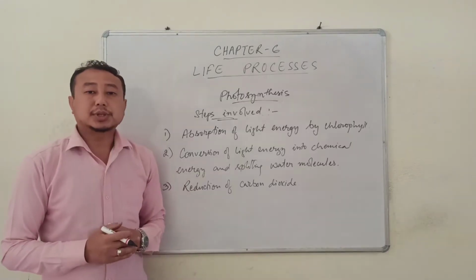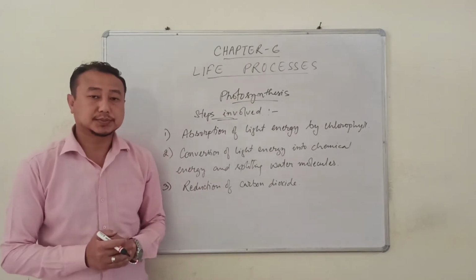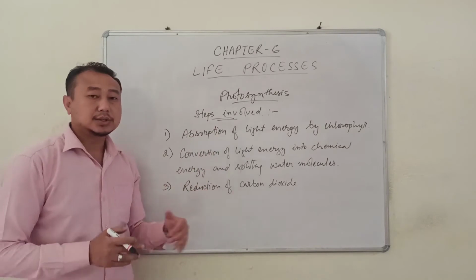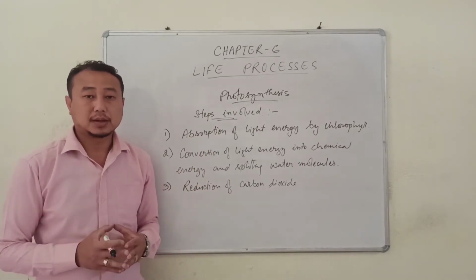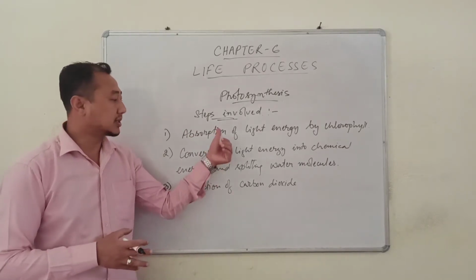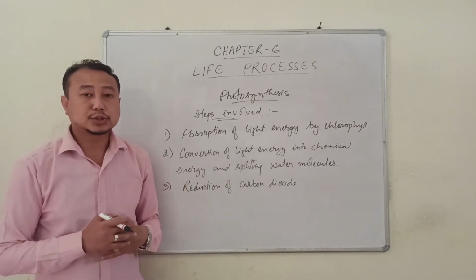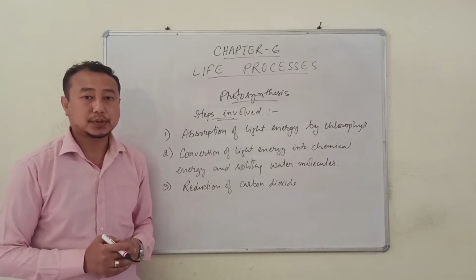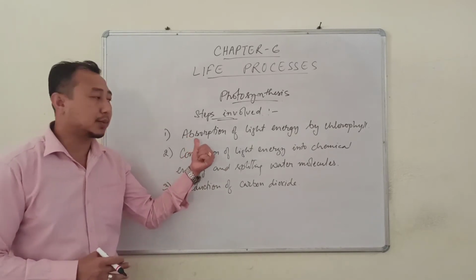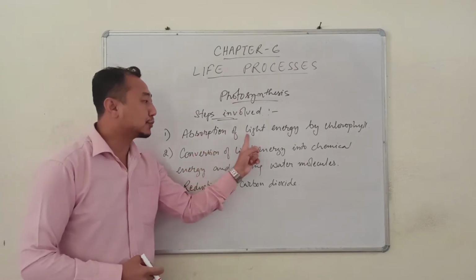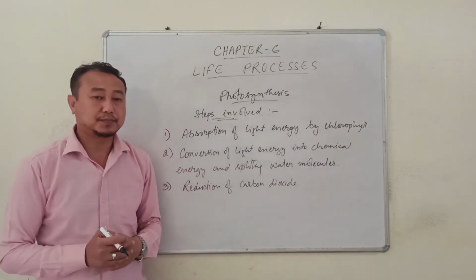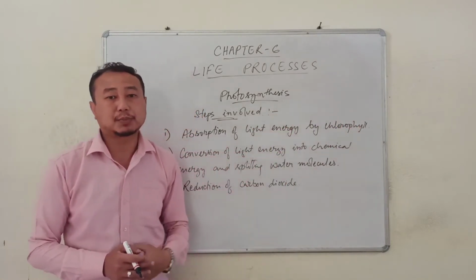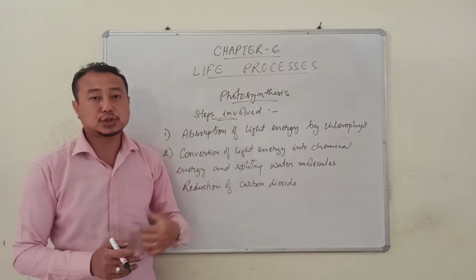There are three main steps that are involved in the process of photosynthesis. These steps do not take place serially in all the plants. Depending upon where the plant is growing, the steps may be jumbled up. So let us see the general steps of the process of photosynthesis. Generally, the first step involved in the process of photosynthesis is the absorption of light energy by the chlorophyll. This chlorophyll, which is a green colored pigment that is present in the green part of the plant, absorbs the light energy from the sun.